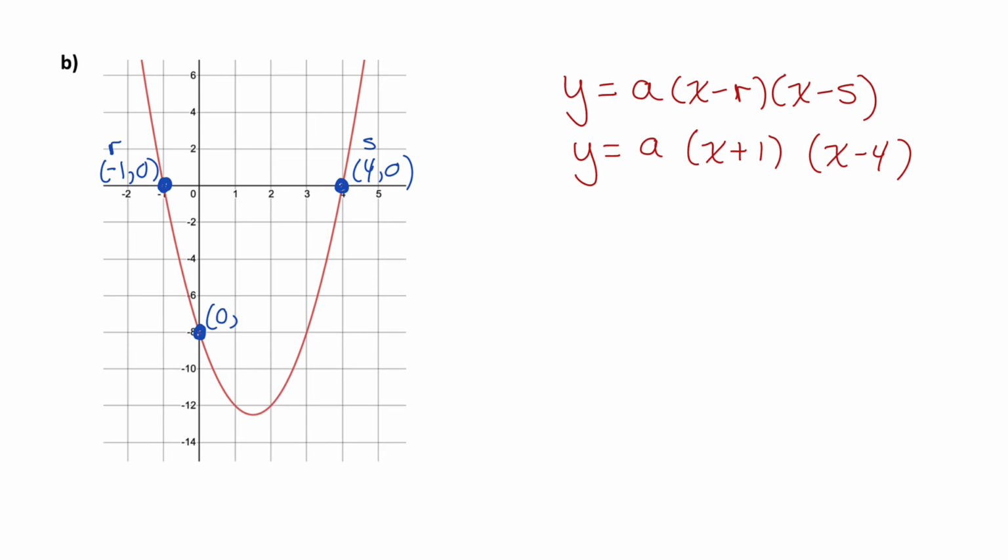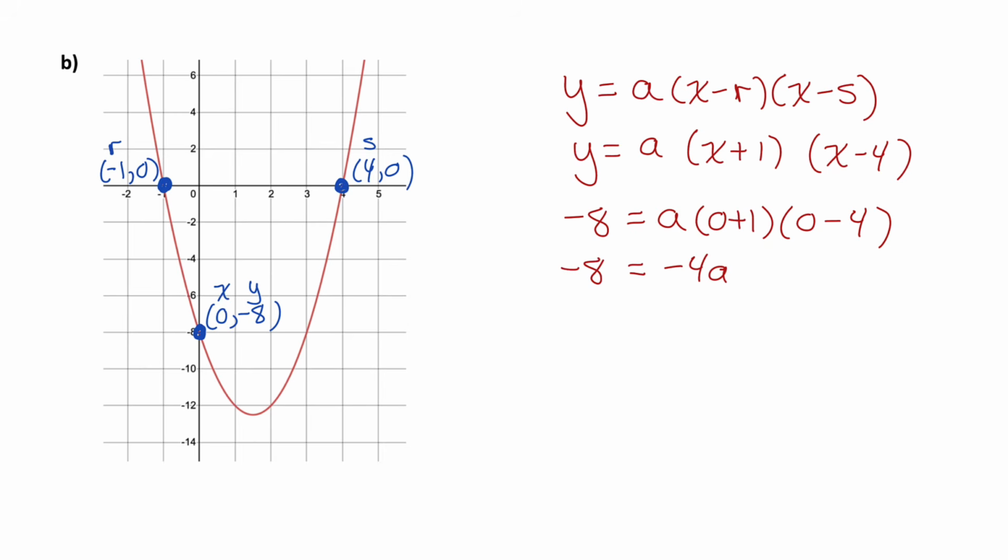That's the point (0, -8). That's an xy point that is on the parabola. So I need to solve for what value of a will make this parabola go through that point (0, -8). So I'll sub in for x and y, r and s, and then solve for a. Simplifying these factors to 1 and -4, I can see that the right side of this equation would be a times 1 times -4, which is just -4a.